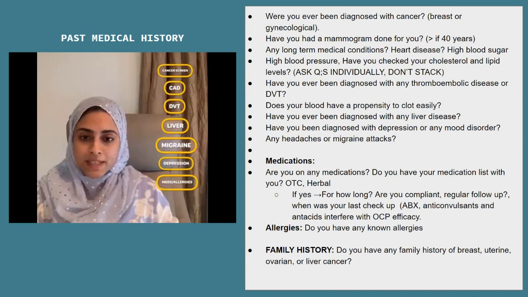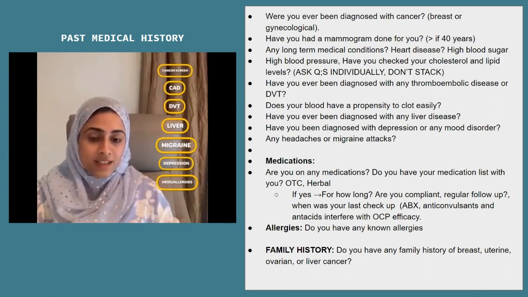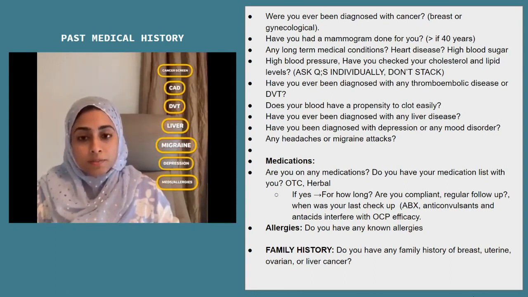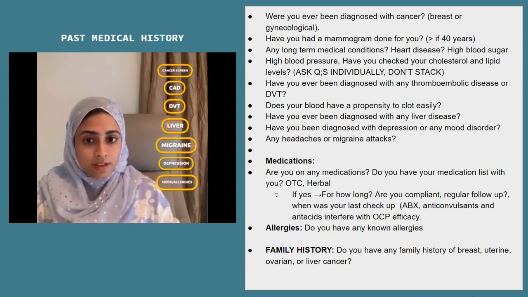Are you taking any medications? And if they are, what are they taking? And how long have they been taking that for? What are they taking the medications for? Oftentimes you have medications that interact with OCPs, like antibiotics can interact with the contraceptives as well. So you should know what medication the patient is taking.